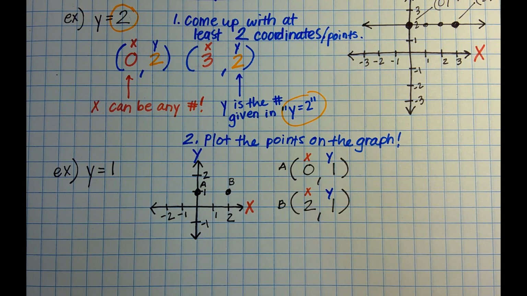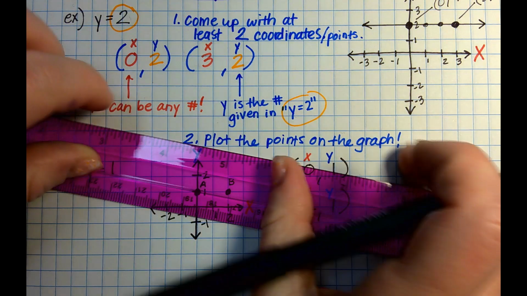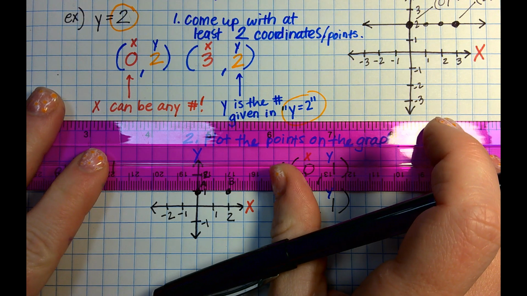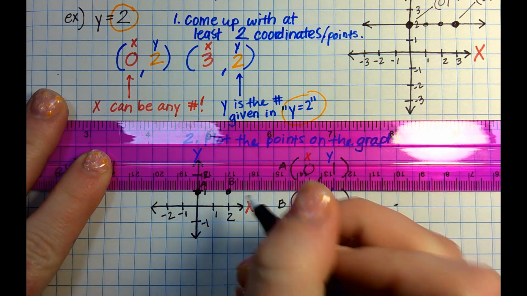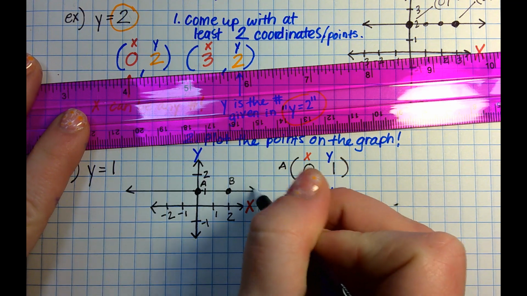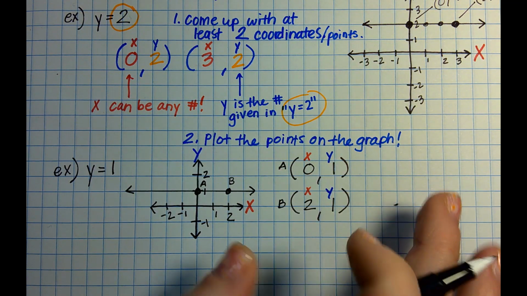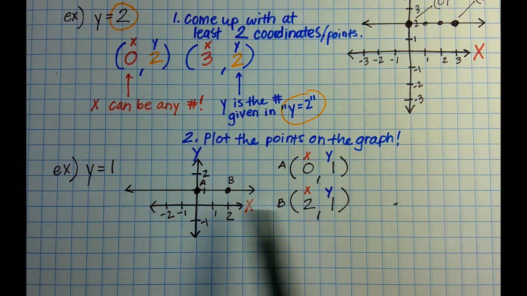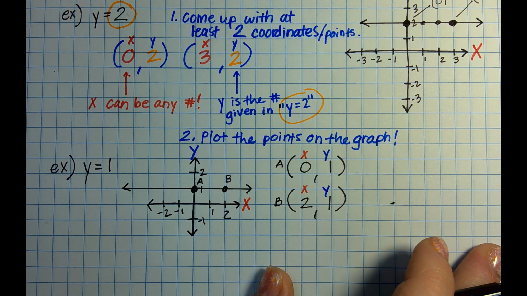And what do I need to do last? Draw a line, connect the dots. That's it. And there it is. We graphed the line. And it goes straight across left to right. Awesome.